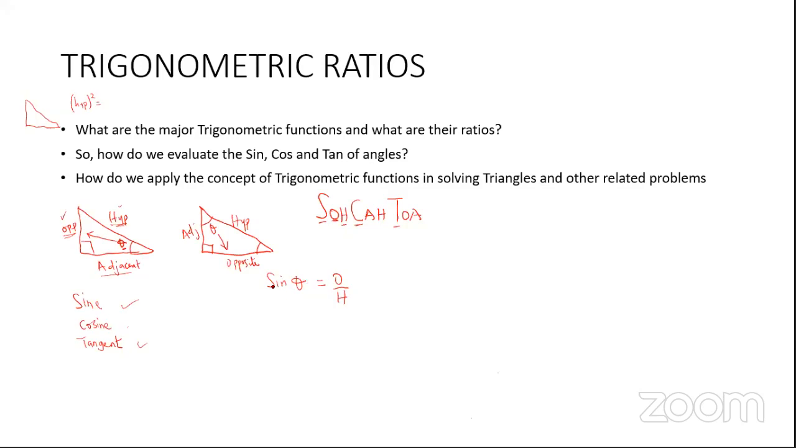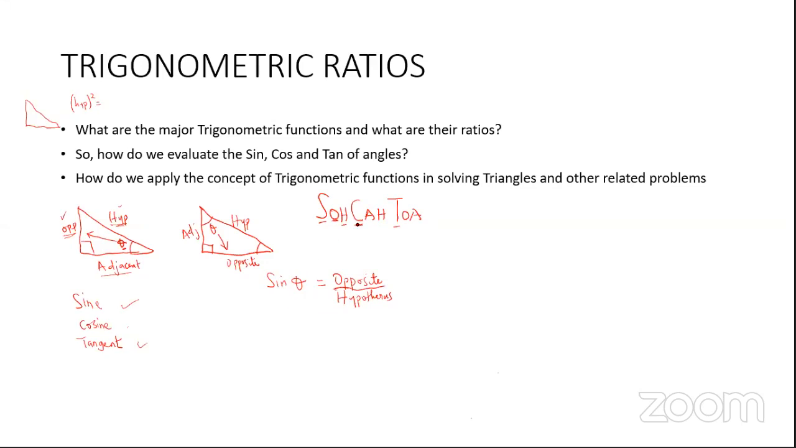So I repeat it again. Sine of an angle is the ratio of the opposite side to that angle to the hypotenuse, opposite over hypotenuse. So once you remember your SO, the O stands for opposite and the H stands for hypotenuse. That is one thing that we need to know.